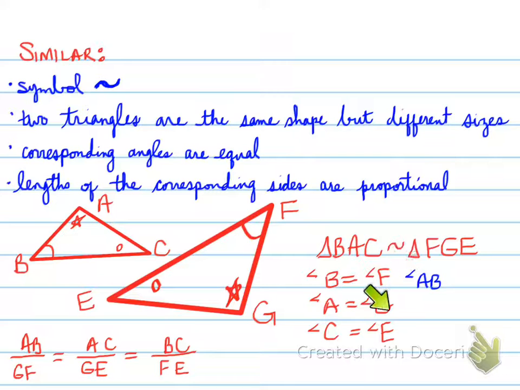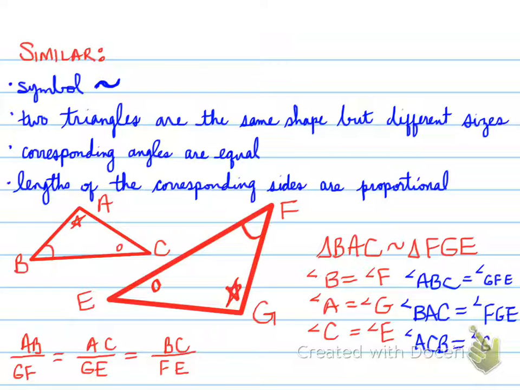Now note the angles. Up until now, I have not allowed you to use single letters. And to be honest, it's probably not a good idea. So let's name the angles with three letters. So angle ABC is equal to angle GFE. BAC is equal to angle FGE. And finally, ACB is equal to angle GEF.